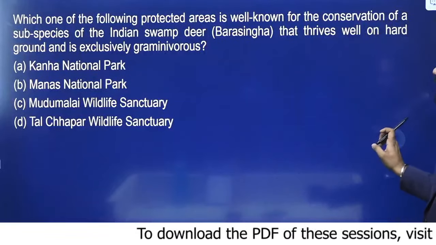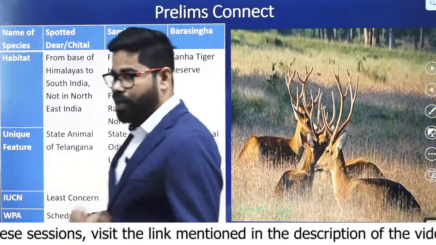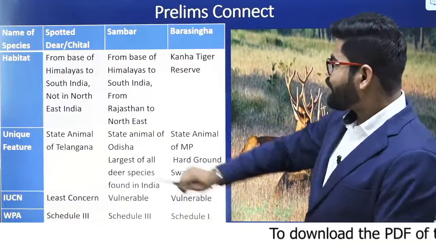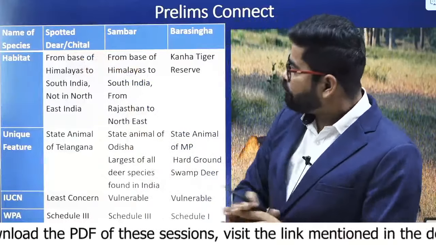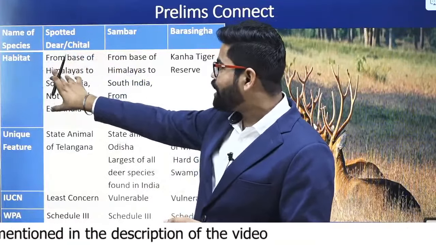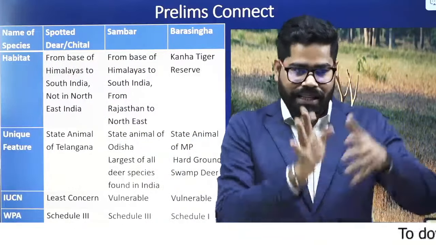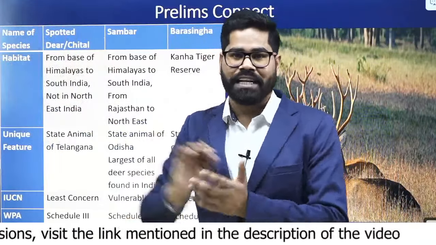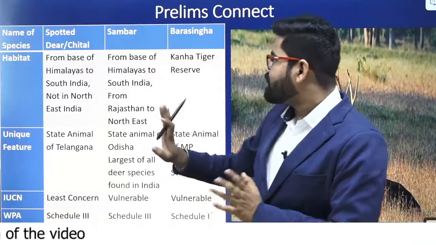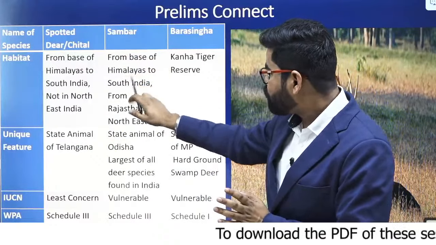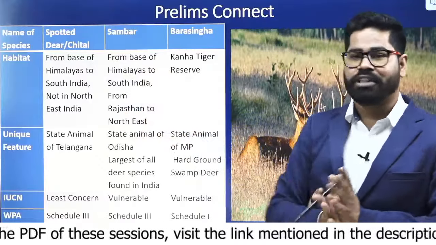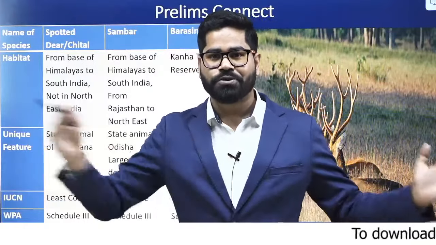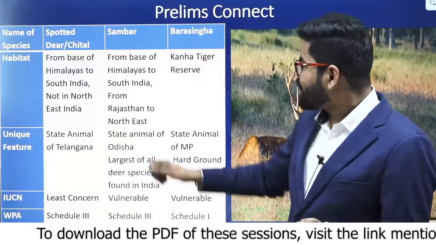Now you can see this is your swamp deer or Barasingha, and here we have certain other species of deer in India. Like see here, spotted deer or chital. If we look at its habitat, it is found from the base of the Himalayas to South India. It means in the mainland of India it will be there, but it is not found in the northeastern part of the country. Then there is another, the sambar deer. Here you can see again it is found from the base of the Himalayas to South India and from Rajasthan to the northeast. It means it is spread over the entire country from west to east and from north to south. So this is another deer.